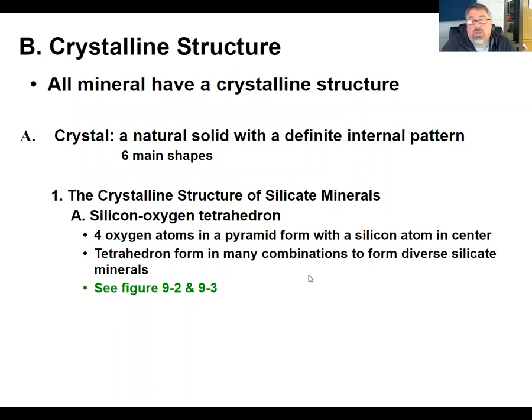Crystalline structure, right? So structure is based on chemical bonds and how atoms bond together. And a crystal is an internal pattern, and there's six basic shapes to that. And so when we look at the structure, a lot of it is based on what we call a silicon oxygen tetrahedron. If you've ever played the game Tetris, it's based on four. Why is it called a silicon oxygen tetrahedron? Because you have four oxygen atoms that are bonded to a silicon atom in the middle of the structure. And so because of that, the oxygen atoms will bond to other silicons in other structures and create what we call a framework or a crystal.